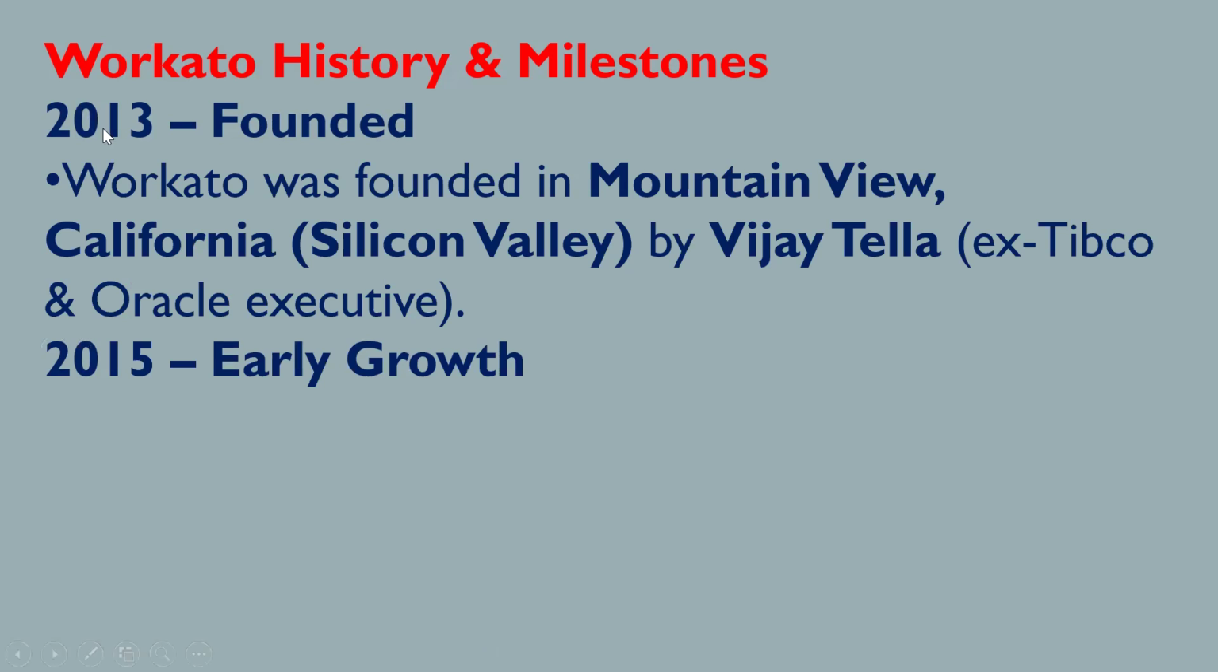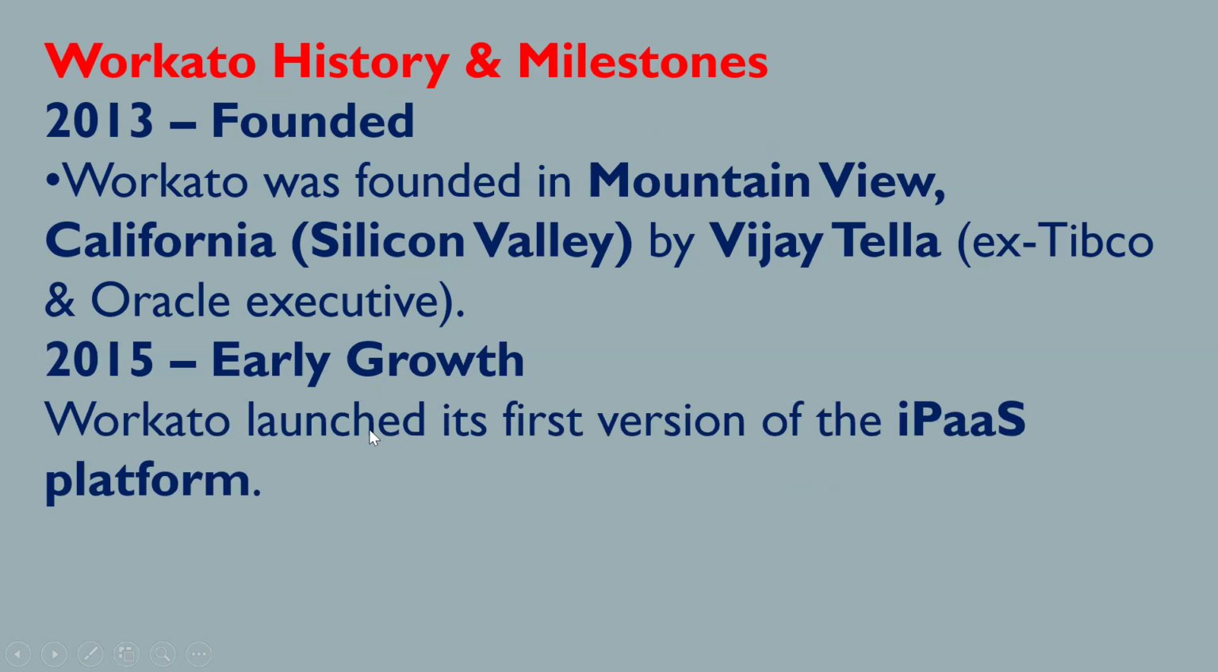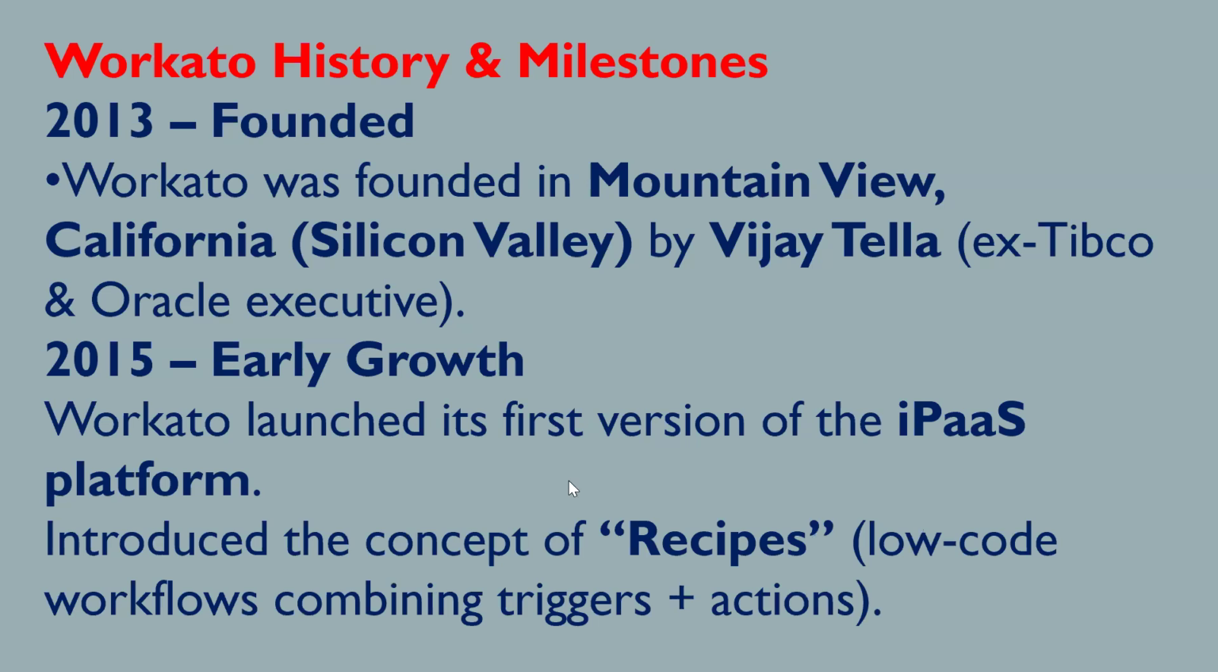The moment they started, they immediately got some growth. They started Workato in 2013, and within 2 years they got some growth. Workato launched its first version of the iPaaS platform. So once they started the company, after 2 years, they launched this first version of the iPaaS and introduced the concept of recipes. Here in Workato we are going to use mostly recipes only. What is a recipe? We'll talk about that, and we'll see a practical today itself.